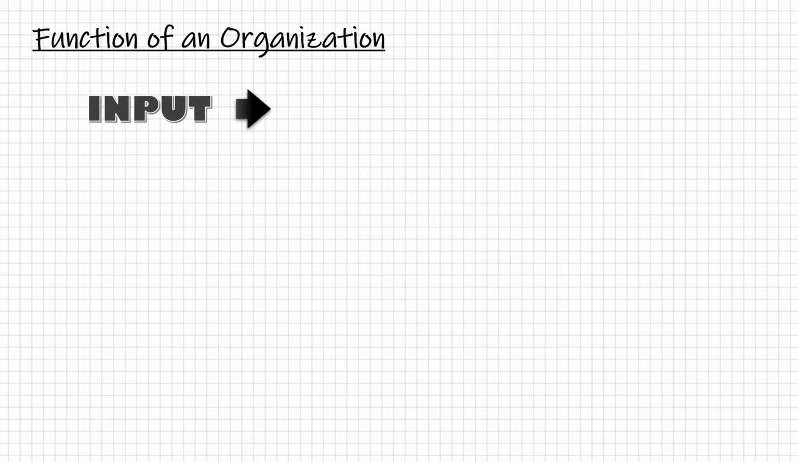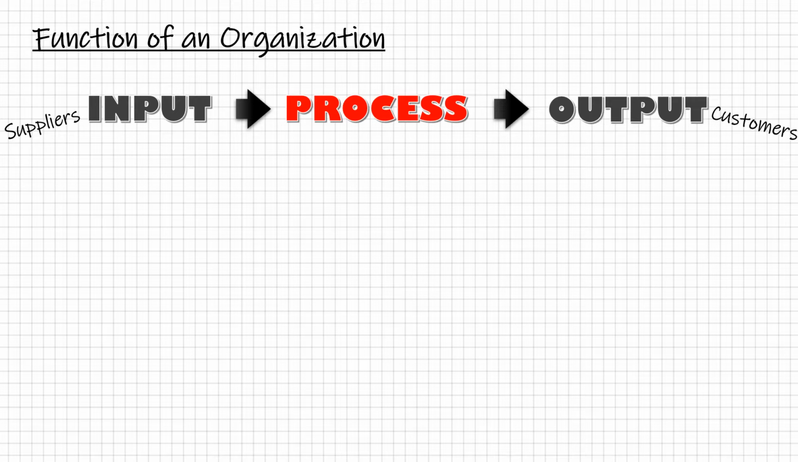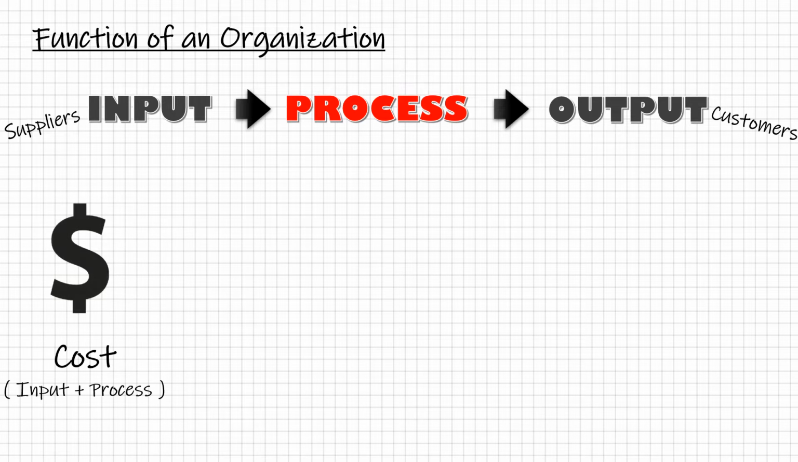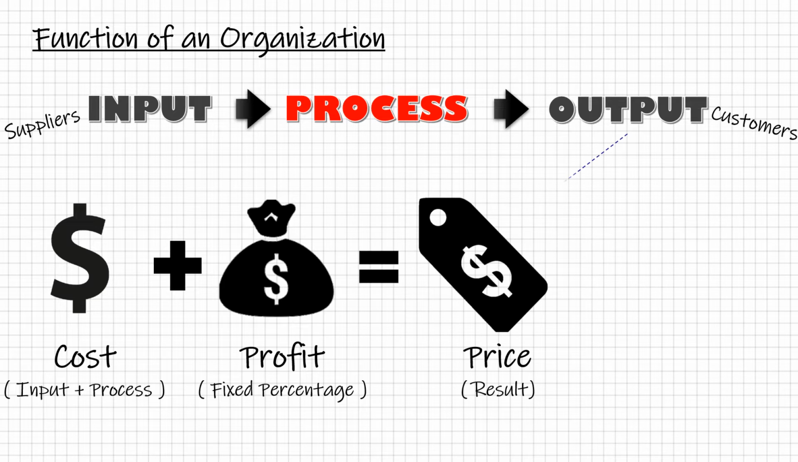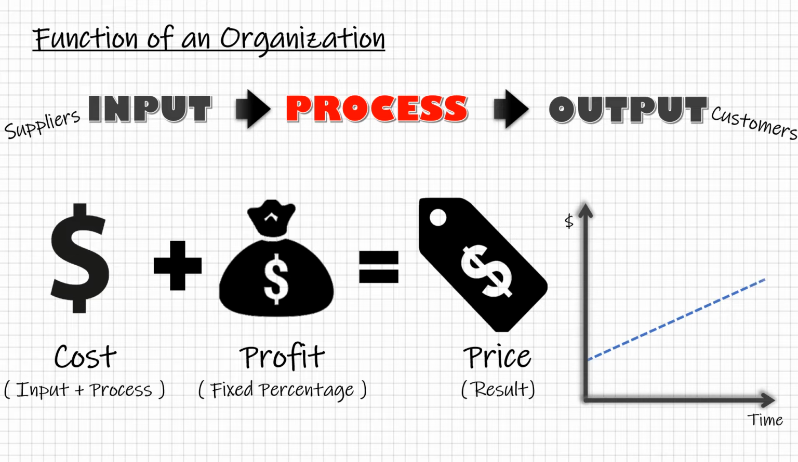Almost every organization in our world is based on the cycle of these three steps. There is an input, then we process the input, and there is an output. And the cost of the inputs and processing plus the profit percentage decide the price of the product. That means if the cost increases, the price also increases as a consequence.